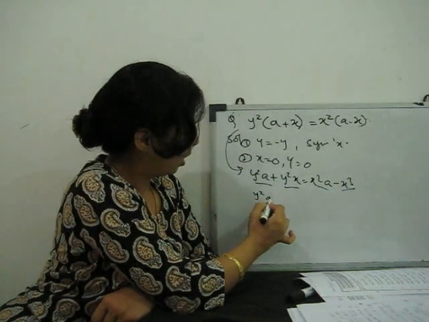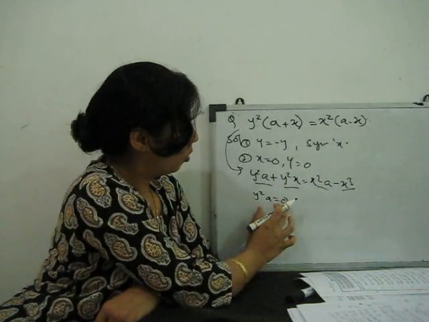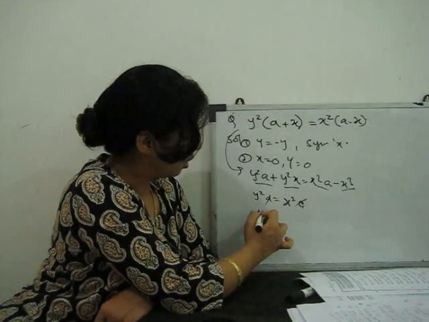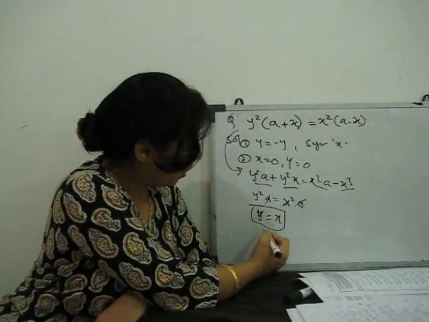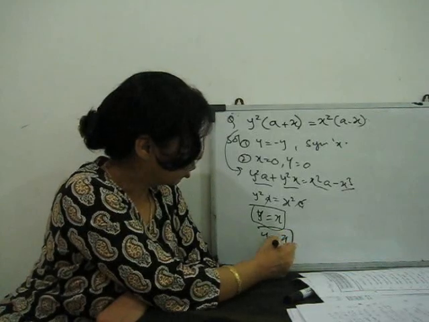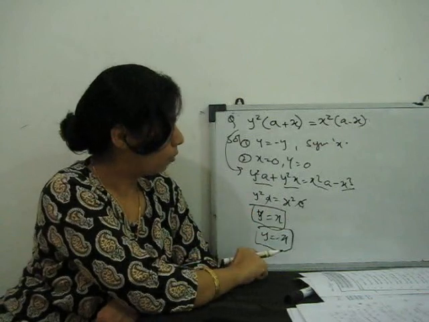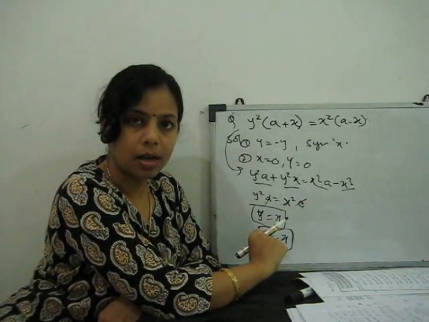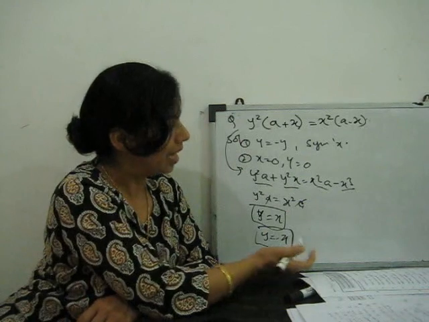So y square a is equal to x square a. So y is equal to x and y is equal to minus of x. So these two are tangents for this given curve. So we have to find out the tangent also. We find out this curve passes through origin. This is symmetric about the x-axis. Next, you can find out the table also.